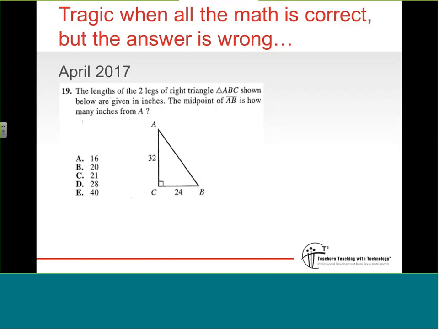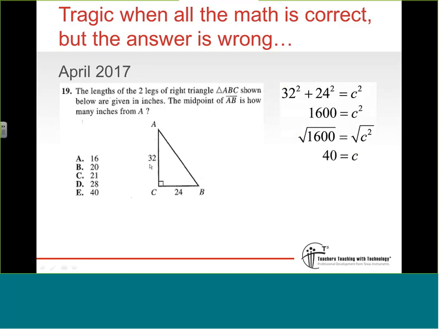and it looks like a Pythagorean theorem problem. A lot of my students know the Pythagorean theorem, so they're very quick to start solving this. They do all the work off to the side, and they figure out that length is 40.